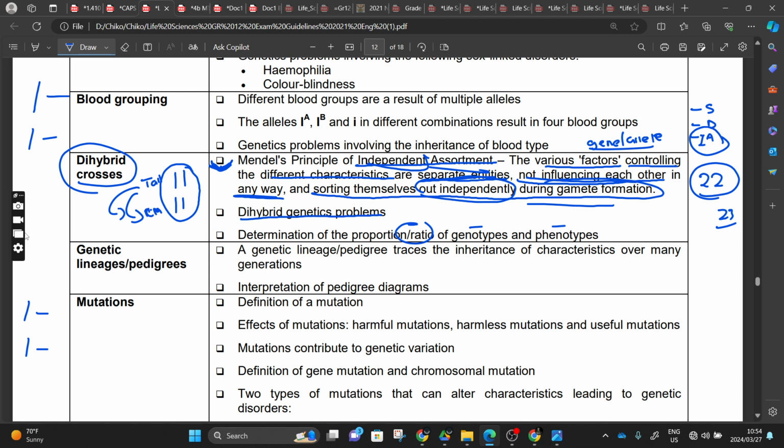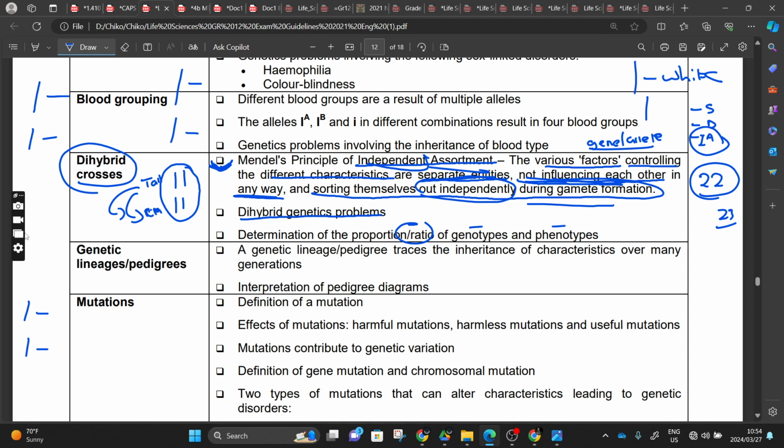If they were influencing each other, we would only see black people being tall. When you become black, you become tall, or when you are tall, you are black. And every short person in the world would be white, because the moment you become black, you become tall. But now, because they are not influencing each other, we find a tall white person.